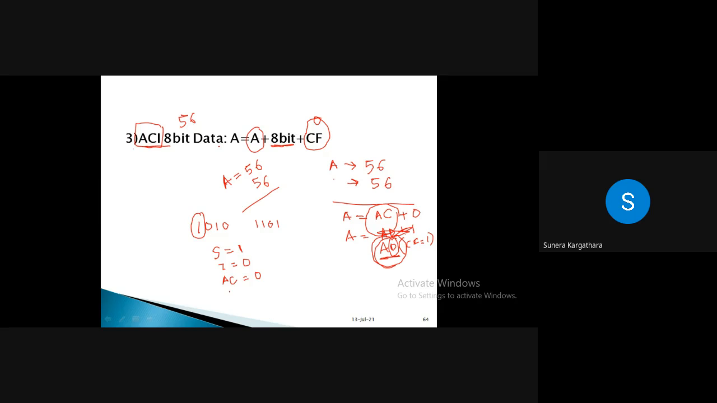Very good. What about parity? This is odd, so it will be 0. And the carry flag: it doesn't generate any carry after addition, so it will be 0. Whatever carry we considered, that is a previous carry. Very good. Okay students, I hope this is clear to you. Any doubt here, anyone?